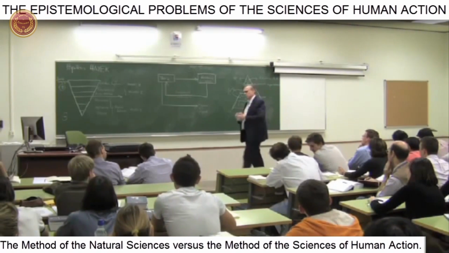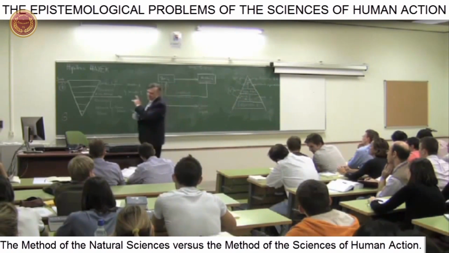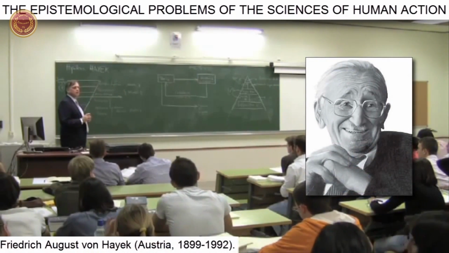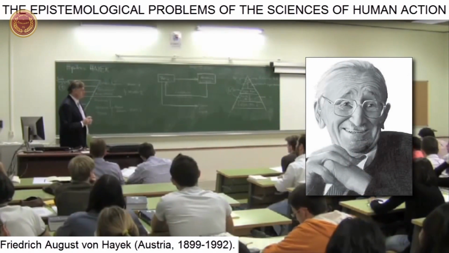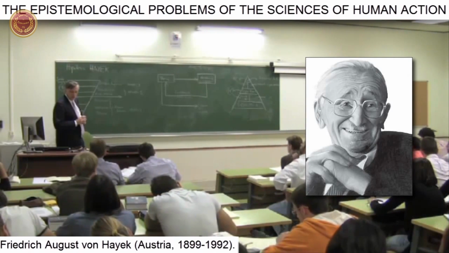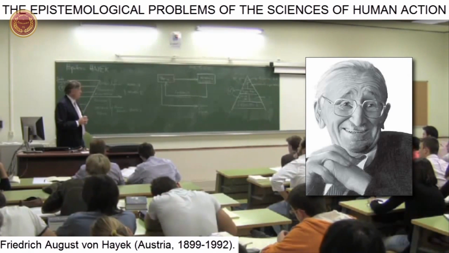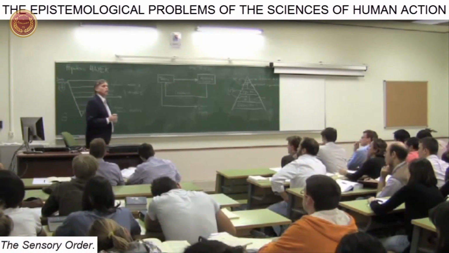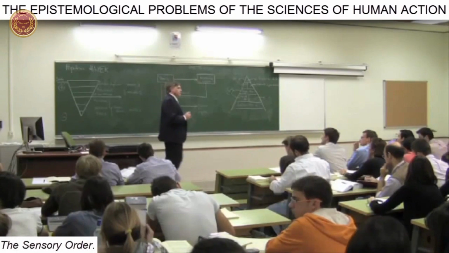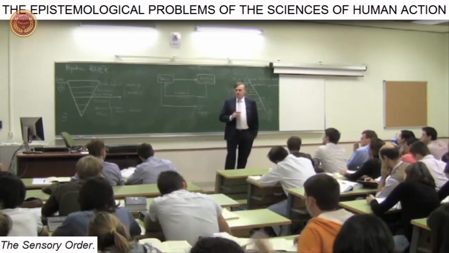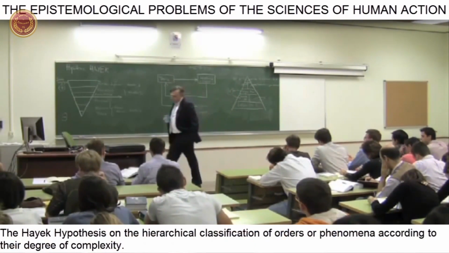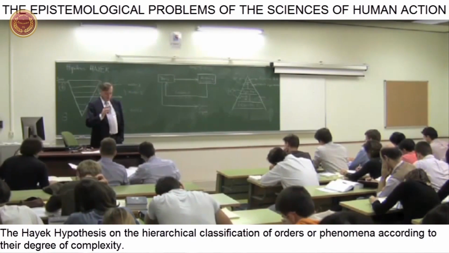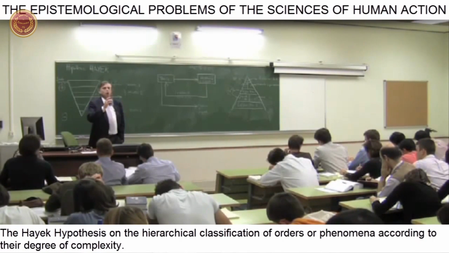To begin our exploration of the topic, let us consider the Hayek Hypothesis. As you know, Friedrich Hayek, winner of the Nobel Prize in Economics in 1974, was perhaps Mises's most brilliant disciple. Hayek, in his book The Sensory Order, proposes a hypothesis which we will call, take note, the Hayek Hypothesis on the hierarchical classifications of orders of phenomena according to their degree of complexity.